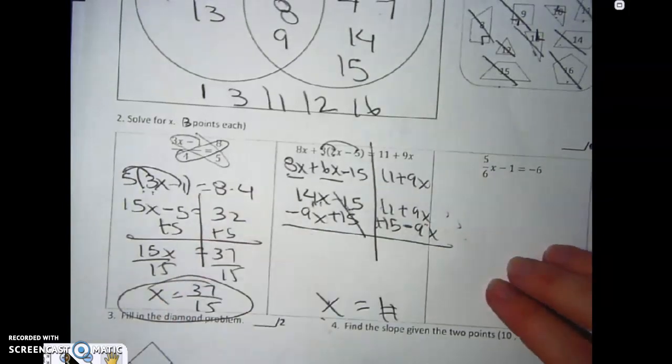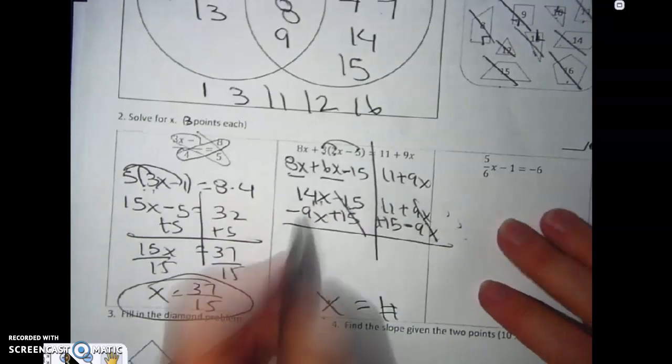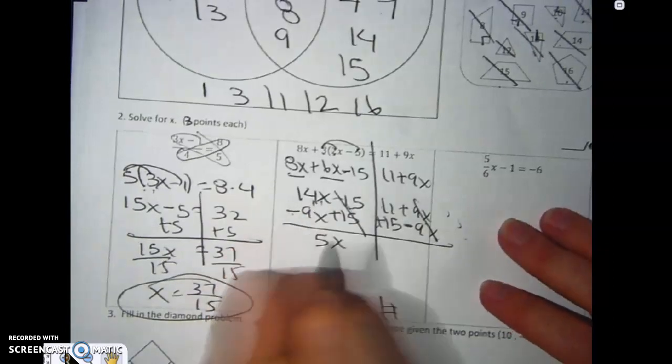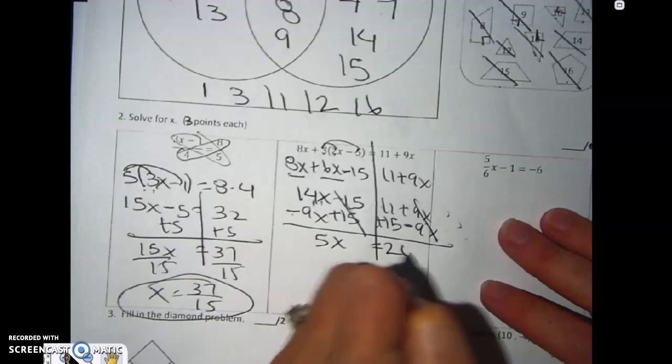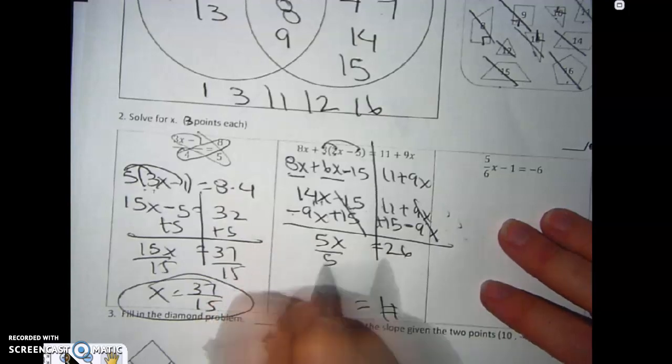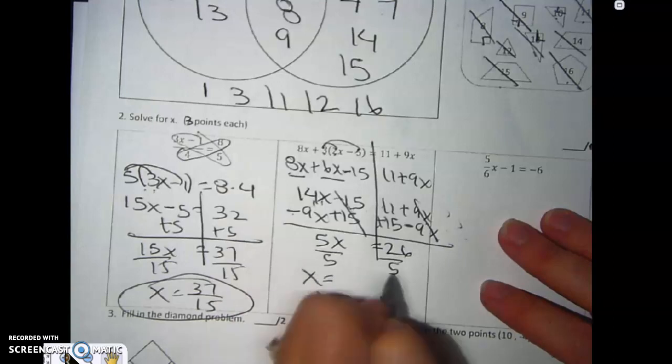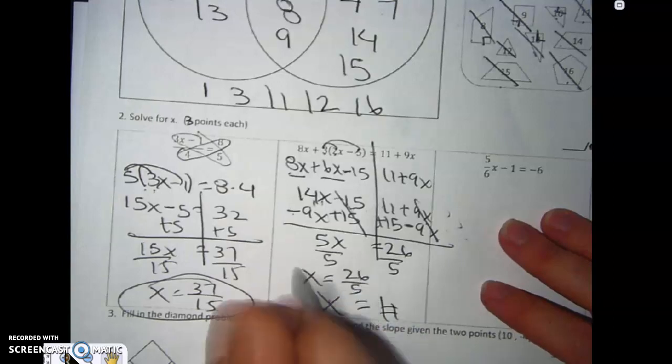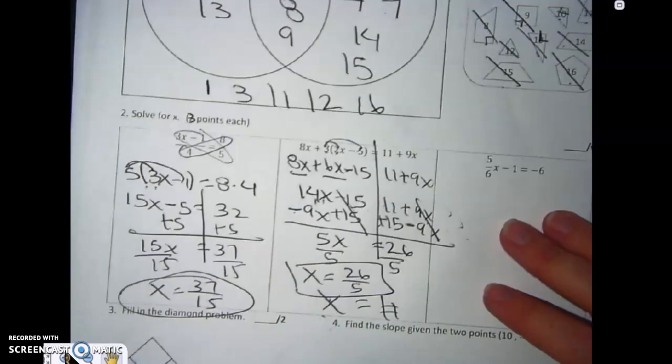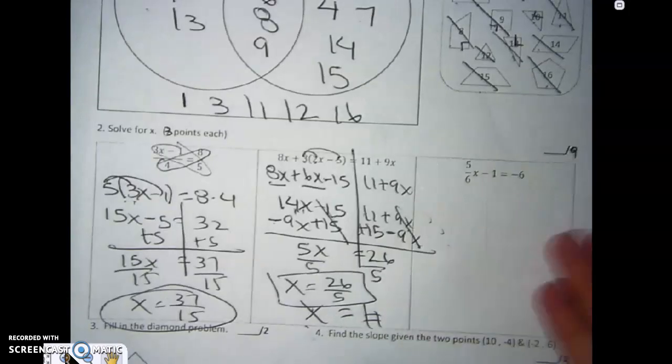This got moved, so it's gone. This got moved, so it's gone. 14 minus 9 is 5x. 11 plus 15 is 26. Divide by 5. 5 doesn't go into 26, so I'm done. Okay? There's 2 ways to do this problem.